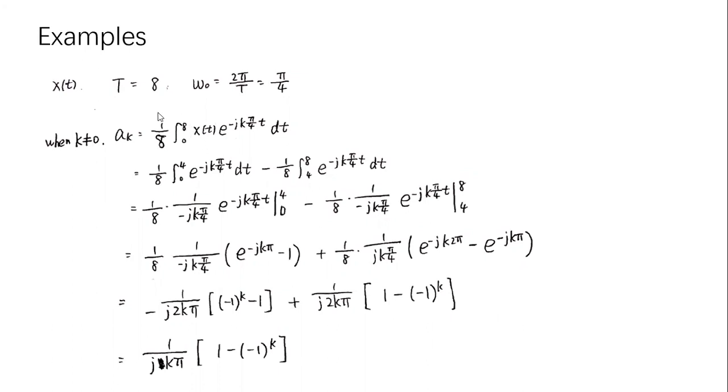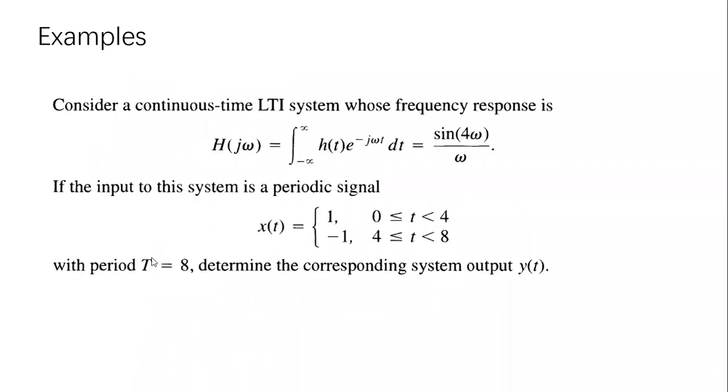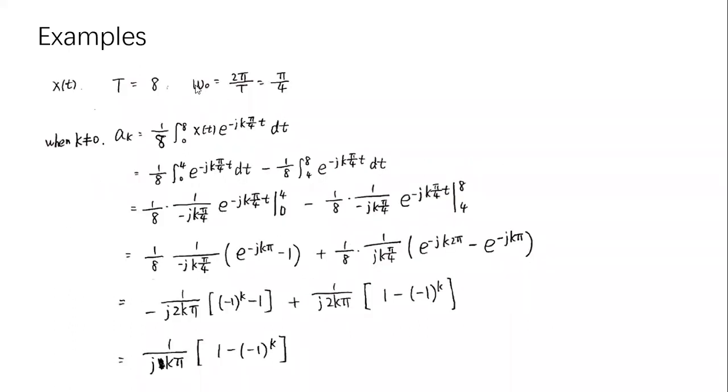First, in a similar way, we need to first calculate the fundamental frequency of the periodic signal. We can see the period of the signal is 8, and then the fundamental frequency, 2 pi over T, is pi over 4. Then we calculate the Fourier series coefficients a_k. a_k is equal to 1 over T. T is 8 here, and the integral over a period of length 8 from 0 to 8 of x(t) exponential minus jk omega 0 t dt, where omega 0 is pi over 4.